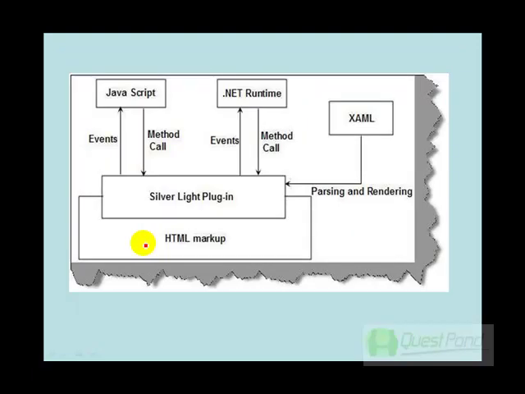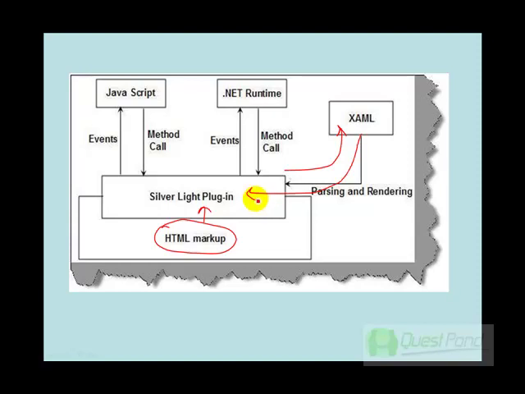Let's try to understand how the Silverlight plugin works with the browser. Normally the browser loads the HTML markup. The HTML markup loads the Silverlight plugin. The Silverlight plugin reads the XML file, that is the XAML file. The XAML file normally has the UI objects, how they should be rendered, how they should look, and how their behavior should be, and depending on that it creates Silverlight objects for rendering.